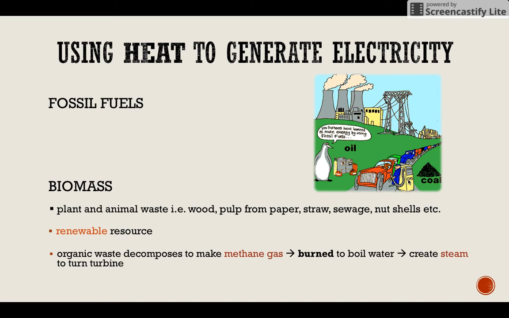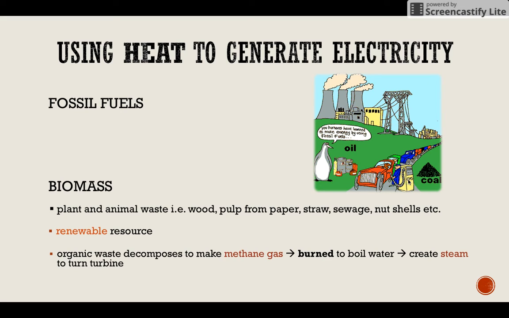Okay, so aside from fossil fuels, we can also create steam to power the turbine by using biomass as the fuel. And this is essentially plant and animal waste, things like wood and pulp for paper and other things listed there. And we can use that to power the turbine and to make what is required for the generator to create our energy.